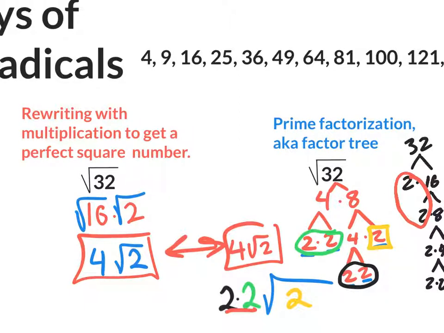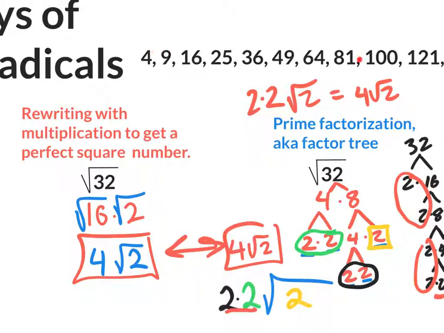And the same thing, you're pairing up those two. So there's a 2 on the outside. You're pairing up these two. That's another 2 on the outside. And this 2 is left over on the inside. So that's really 2 times 2 times square root of 2. So that's really 4 square root of 2. So this is an alternate method to writing this list and to thinking of multiplication.